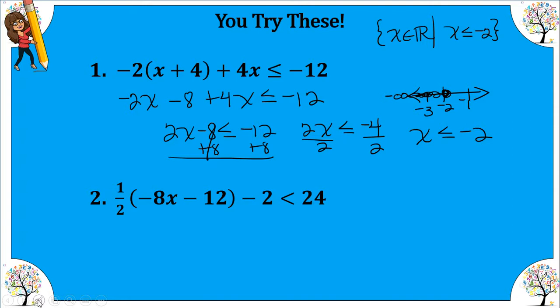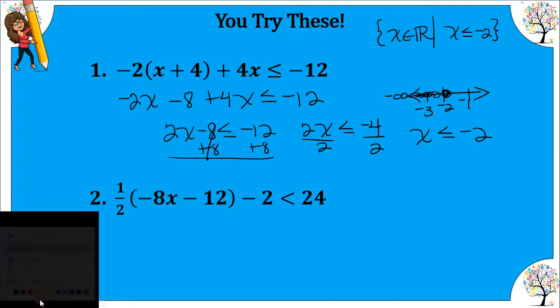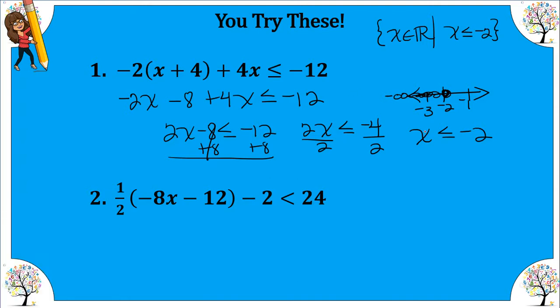And then when we do interval notation, we're going to have from negative infinity all the way up to negative 2, including negative 2, so brackets. So I'm going to have negative infinity, comma, negative 2, bracket. And remember, this does not represent an ordered pair, just our solution set.